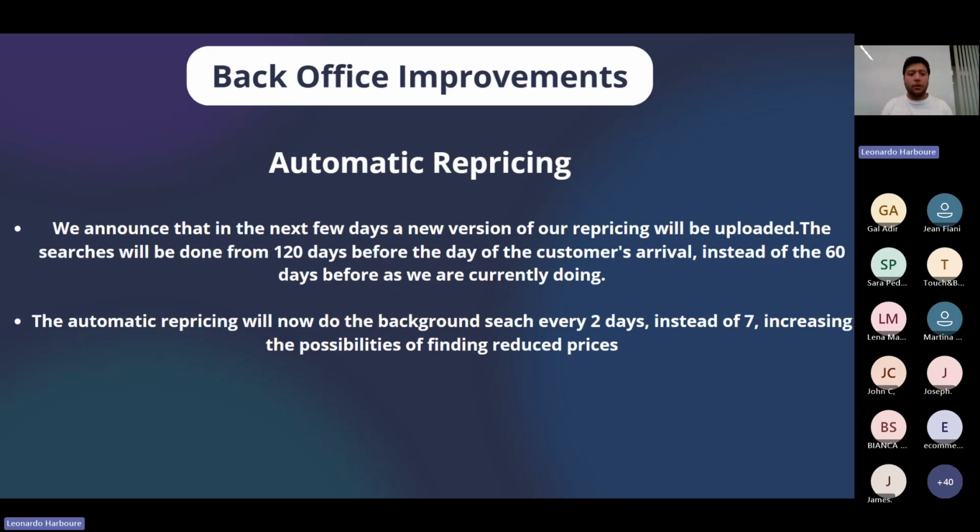The searches will be done from 120 days before the day of the customer's arrival instead of 60 days before, as we're currently doing. So it's a 100% increase in our search. The automatic repricing as well will now do the background search every 2 days instead of 7, increasing the possibilities of finding reduced prices. In case you want to know more about this, please contact your account manager.